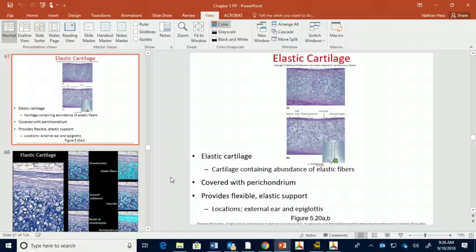Because each tissue needs to perform a different function. And so basically, we'll give the type of cells and the fibers that it needs to give it that specific function.